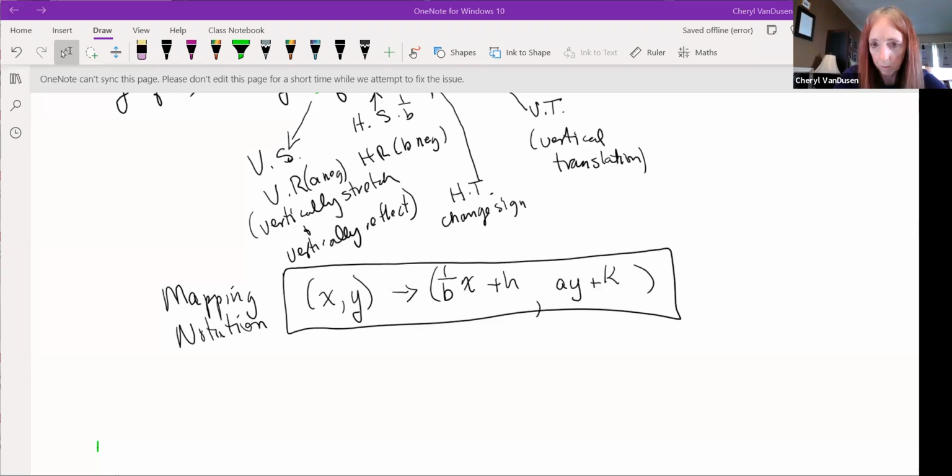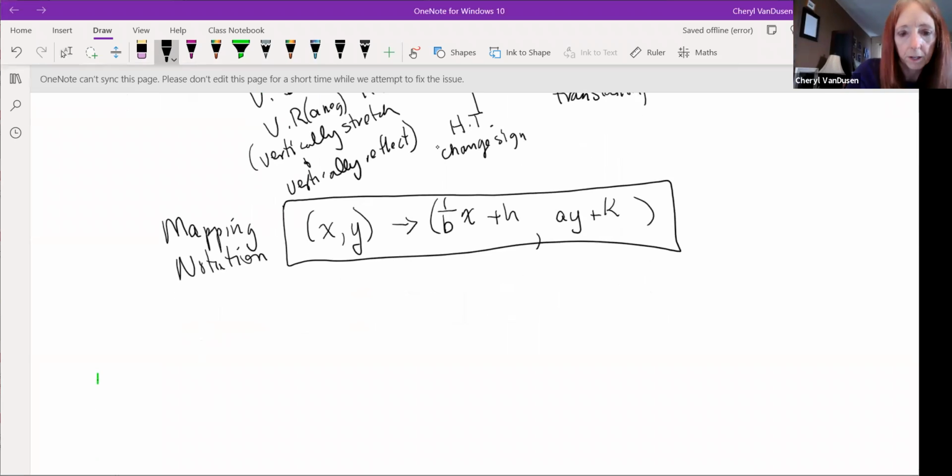So this one that we're going to mess around with is going to be similar to 4A part 3. Okay, so I'm going to do one similar to 4A part 3. And it's going to ask us to find the mapping notation and then move a particular point from the original curve onto the new curve. Okay, so let's rock and roll and do that.